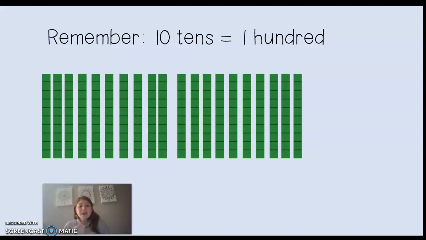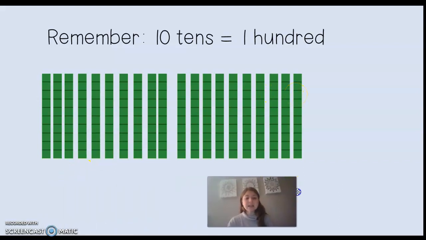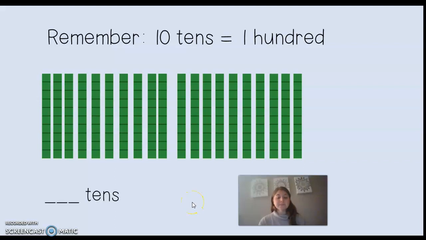So let's look. We have all these tens. We don't know how many are here yet. We need to count them. I'm going to point and count them. I want you to point and count them too. 1, 2, 3, 4, 5, 6, 7, 8, 9, 10, 11, 12, 13, 14, 15, 16, 17, 18, 19, 20. There are 20 tens. How many tens? 20.